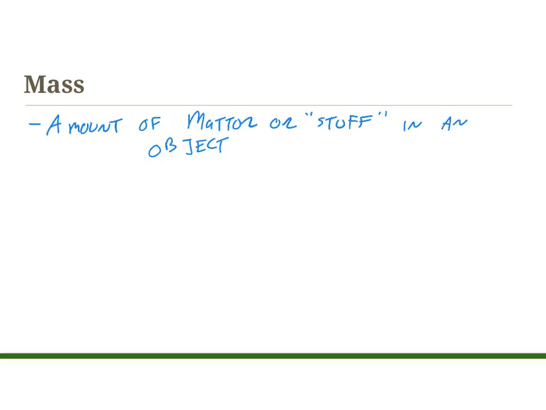Okay, so let's talk a little bit about mass, because that's another thing that we need to talk about. Mass is the amount of matter or stuff in an object. It's usually measured in grams or kilograms from last unit.